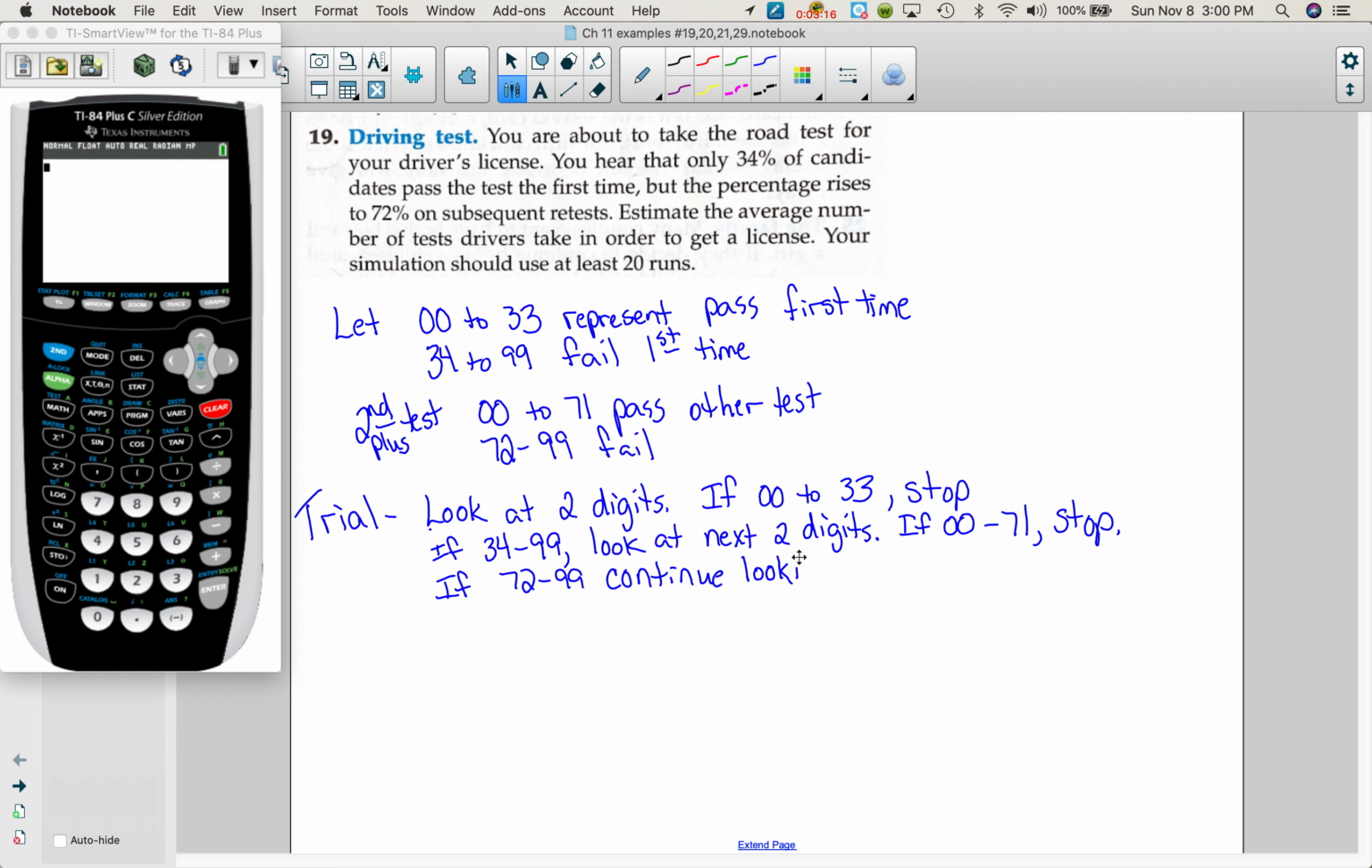looking at 2 digits until 00 to 33. Oops, that's not right though. That was the first trial. 00 to 71. Okay, so this continues. This could keep going on. So now notice that I've told what the trigger is to stop, because that's really important that I talk about that. So then we're going to go through and take a look at a trial. So that's how we would describe one trial.